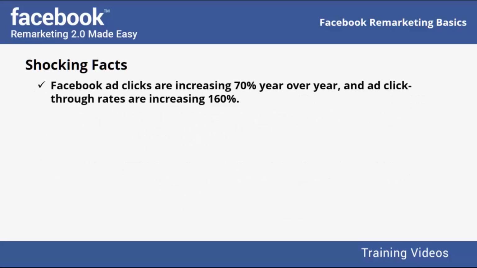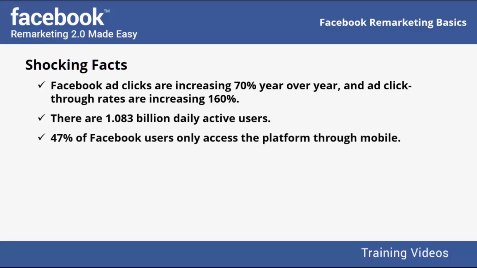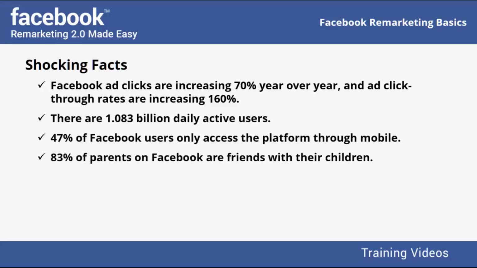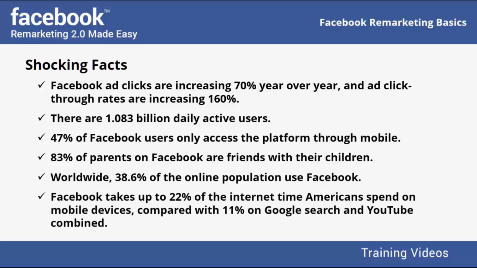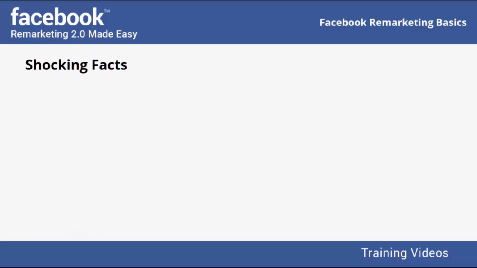Facebook ad clicks are increasing 70% year over year, and ad click-through rates are increasing 160%. There are 1.083 billion daily active users. 47% of Facebook users only access the platform through mobile. 83% of parents on Facebook are friends with their children. Worldwide, 38.6% of the online population use Facebook. Facebook takes up to 22% of the internet time Americans spend on mobile devices, compared with 11% on Google Search and YouTube combined. There are 50 million active small business pages.